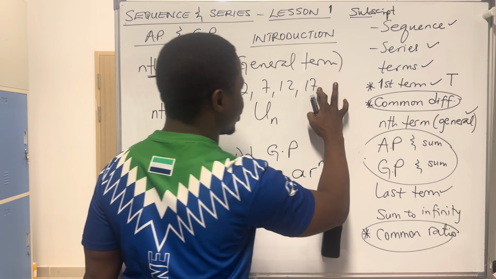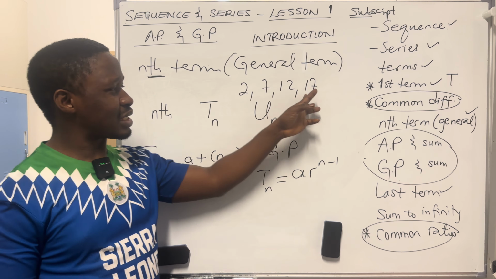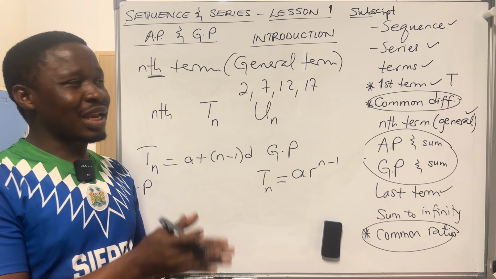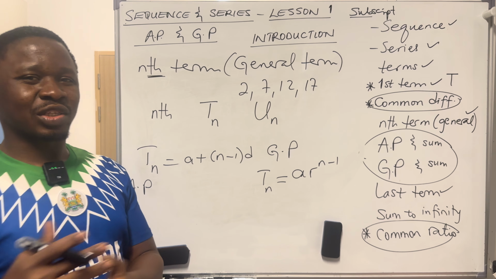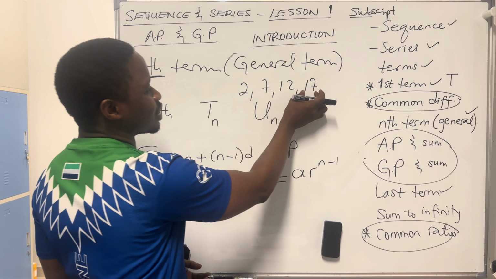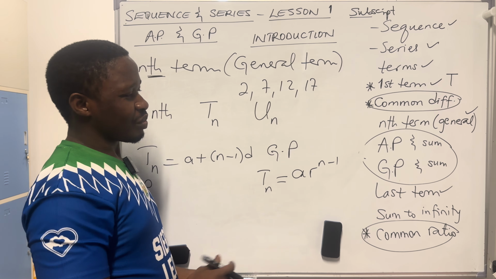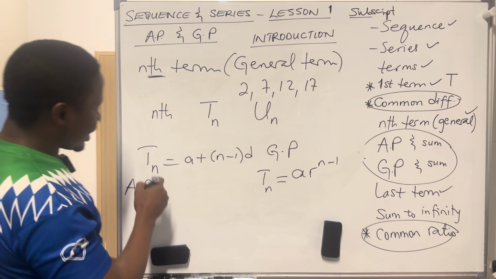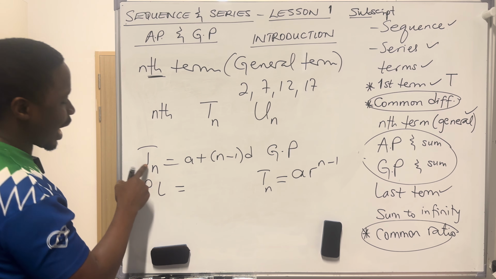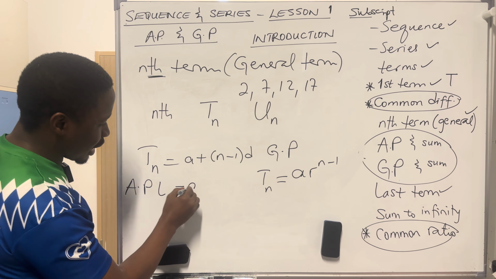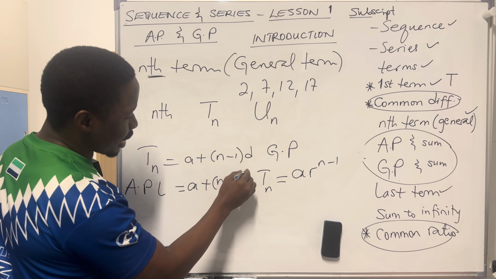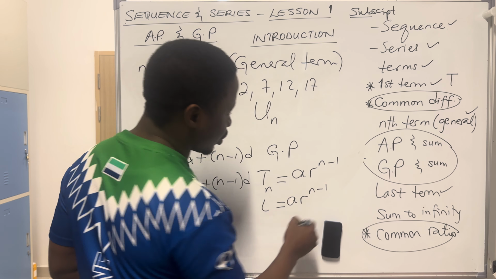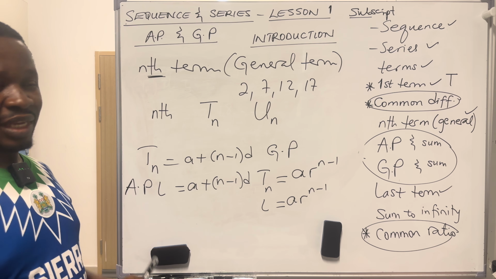But if it's like this one, what is the last term? The last term is 17. The last term, of course, there is no other way to put it. I cannot say it is the last number, the last letter, but it is the last one that comes in a sequence. And the interesting thing is that the last term has the same formula as the nth term, which is a plus n minus 1 d. And here again, the last term is a r to the n minus 1. I hope that one again is clear.